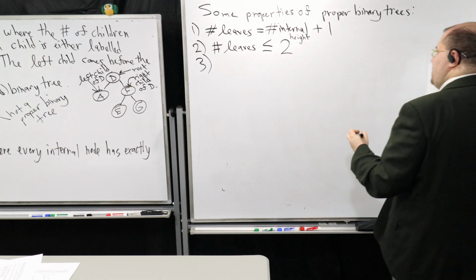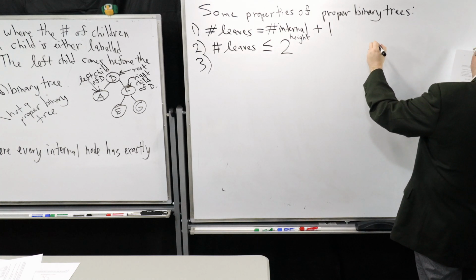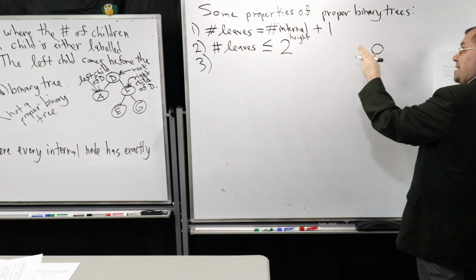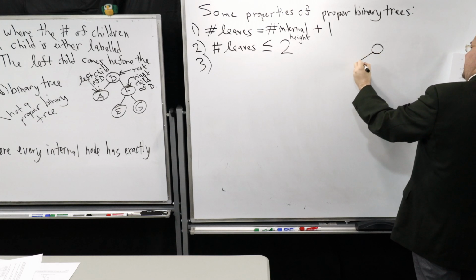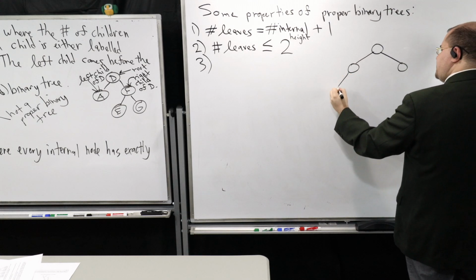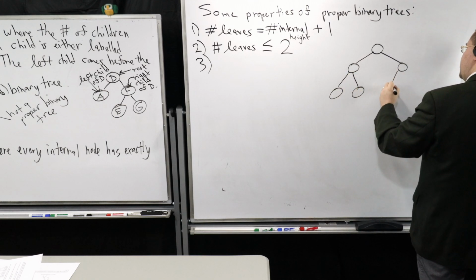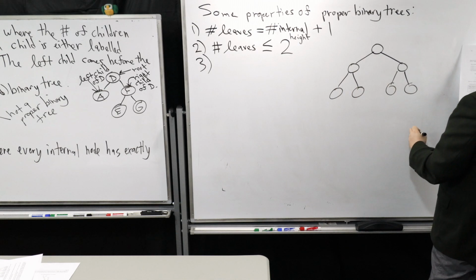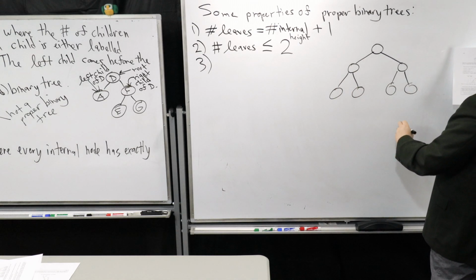I'm just going to draw a fun picture just to help us see the next property here. In fact, you can see it in the same picture I'm going to describe here as well. So I'm going to draw a fun picture of a proper binary tree. So let's go one more level down.